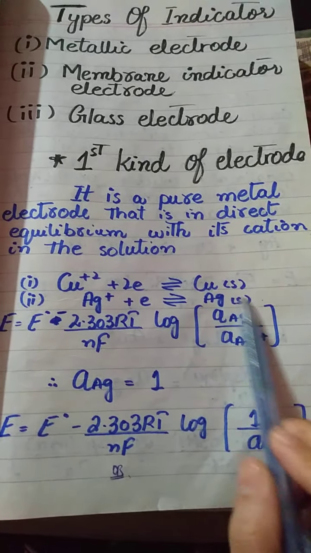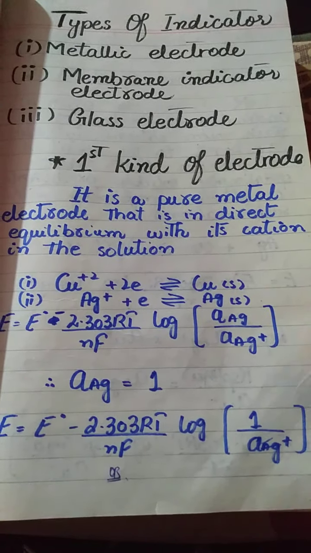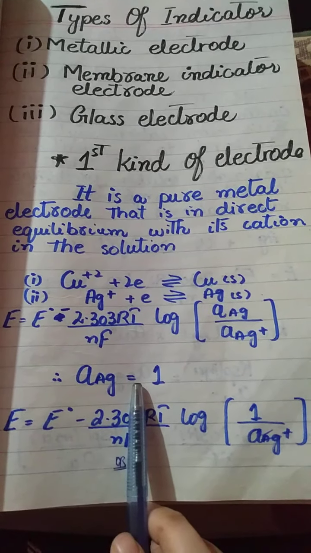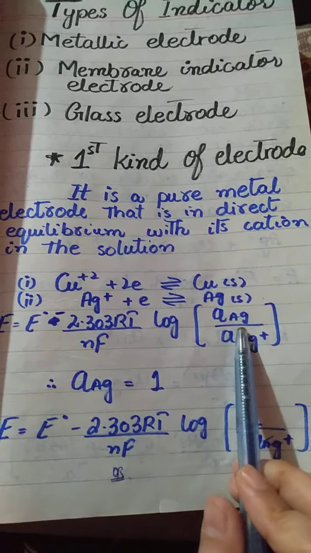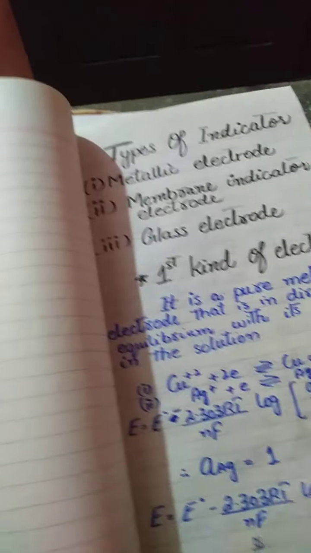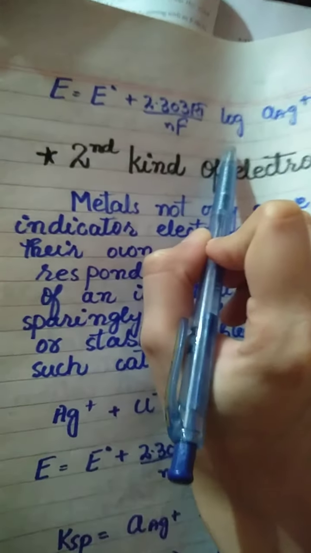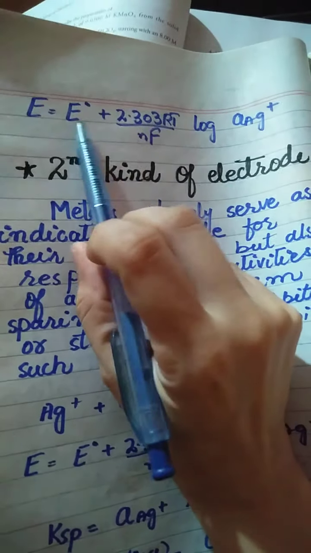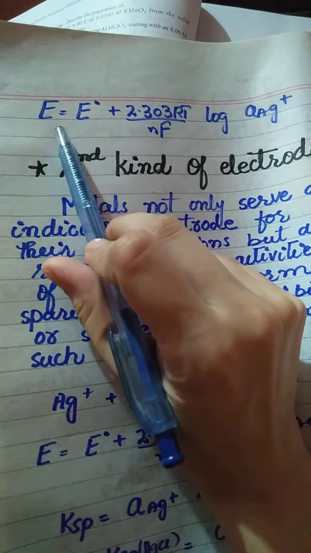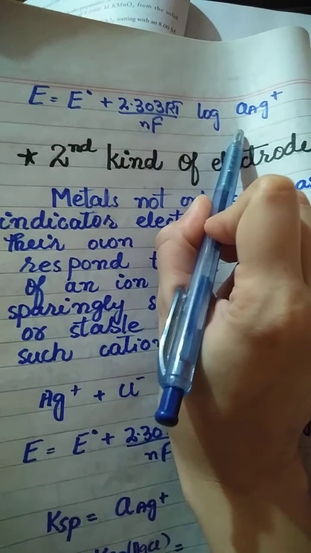Since we know that the activity of the metal is usually very high, we consider it as 1. So this activity of the metal can be replaced by 1. So its Nernst equation can also be written in this form, which shows E naught is a cell constant for this reaction. So the potential of this electrode is directly dependent on the activity of the cation.